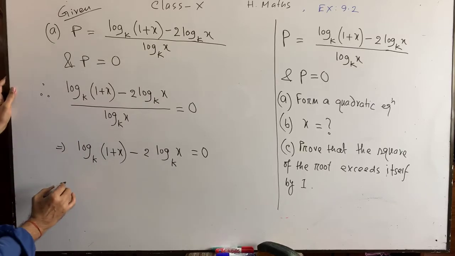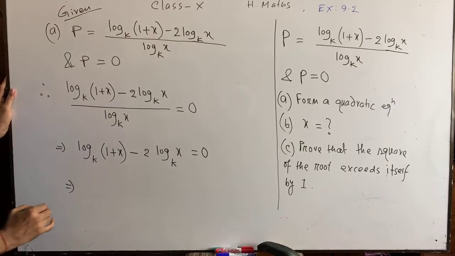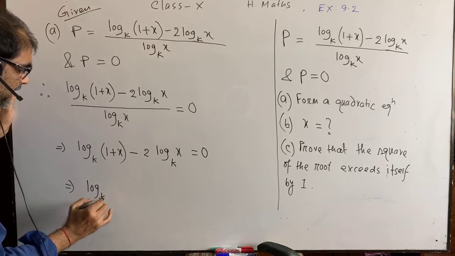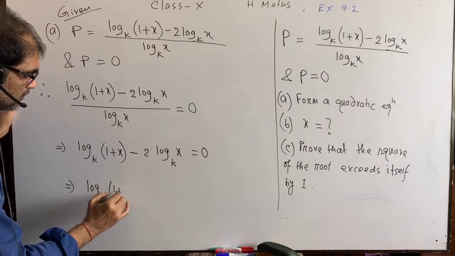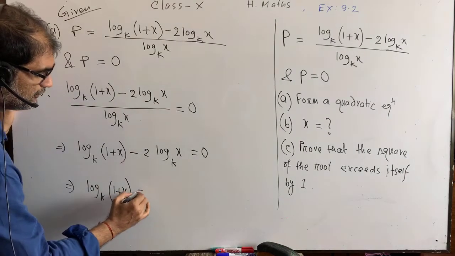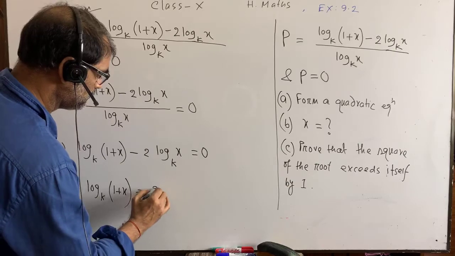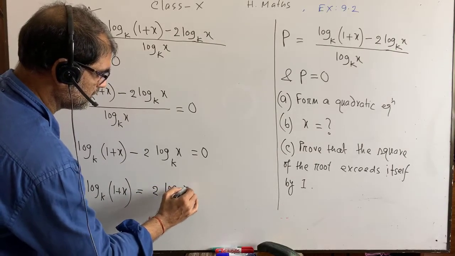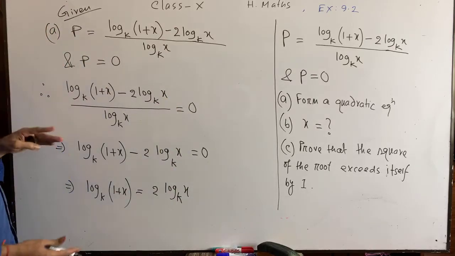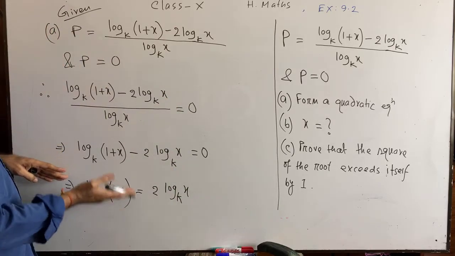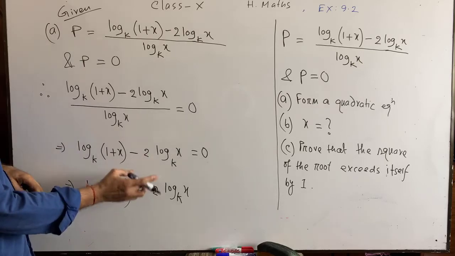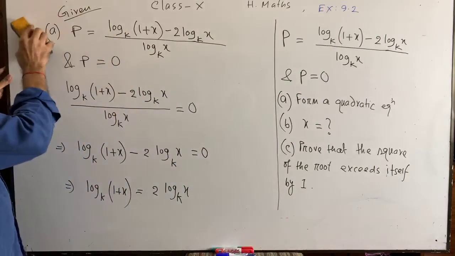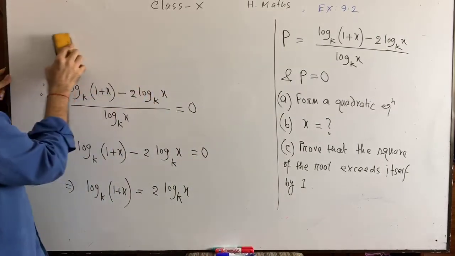From here we can write down log base k of (1 plus x) is equal to 2 log base k of x. We can get this from this equation. I mean, this has been taken to the right hand side. So you are required to copy it.